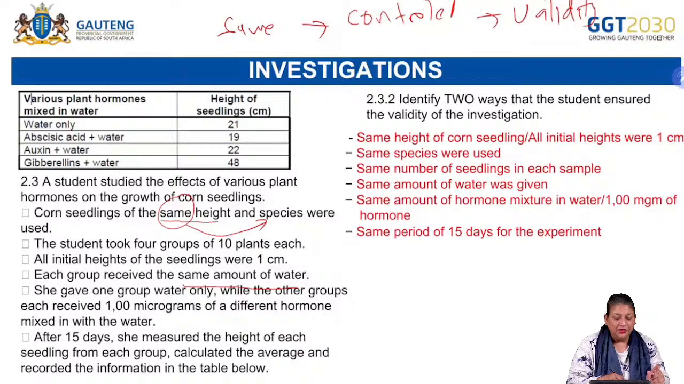And she actually, after 15 days, she started to measure. She did not measure one group after 5 days, another group after 10 days, another group after 12 days. No, she measured all the seedlings after 15 days. So she actually did the measurement at the same time.